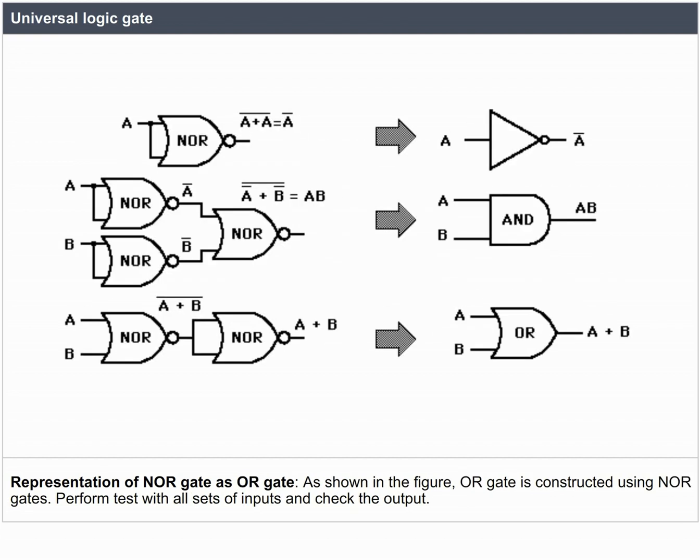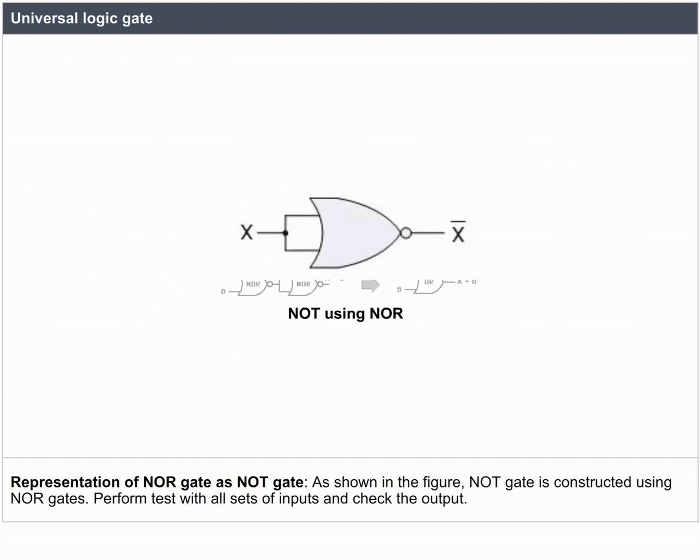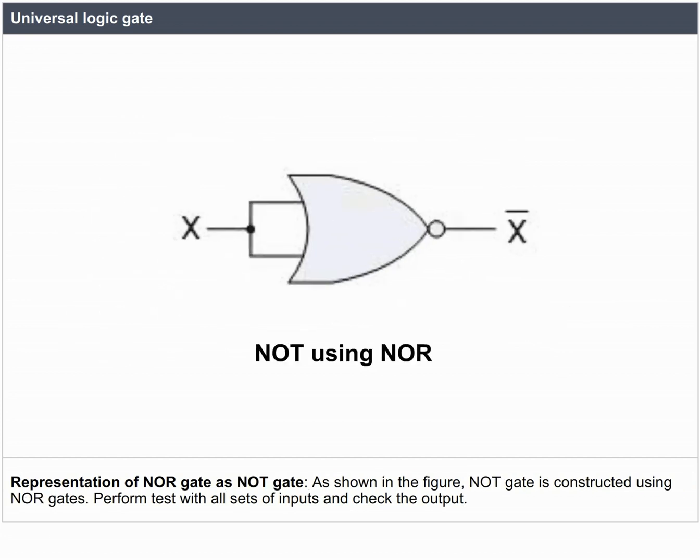Representation of NOR gate as OR gate. As shown in the figure, OR gate is constructed using NOR gates. Perform tests with all sets of inputs and check the output. Representation of NOR gate as NOT gate. As shown in the figure, NOT gate is constructed using NOR gates. Perform tests with all sets of inputs and check the output.